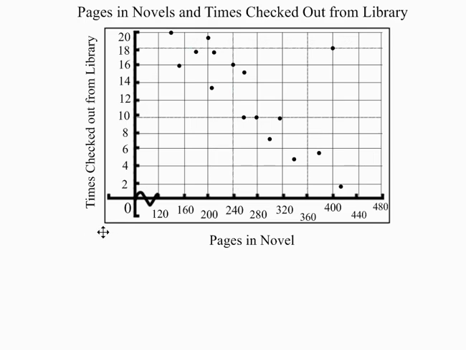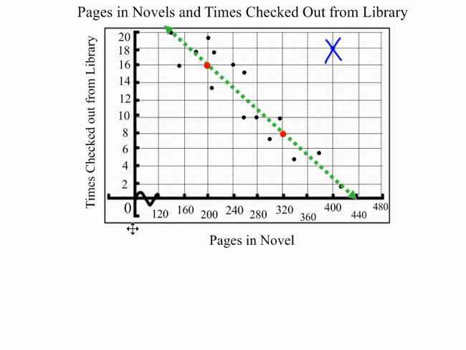Here I have pages in a novel and how many times that novel's been checked out from the library. Well, we notice that as the novel gets larger, more and more pages, the less likely it is to be checked out from the library. We do have an outlier up there, this one out here, that could be something like Hunger Games or Twilight. But we know that we need to get a line of best fit in here. So let's put that in there.